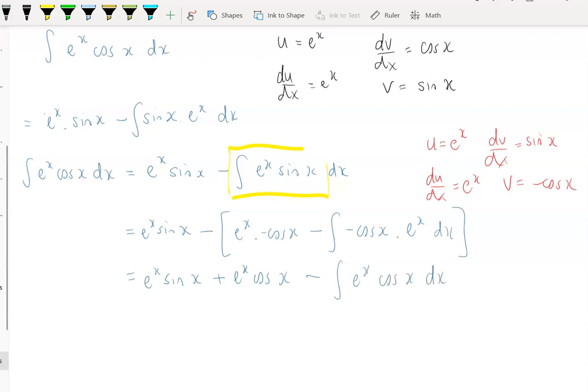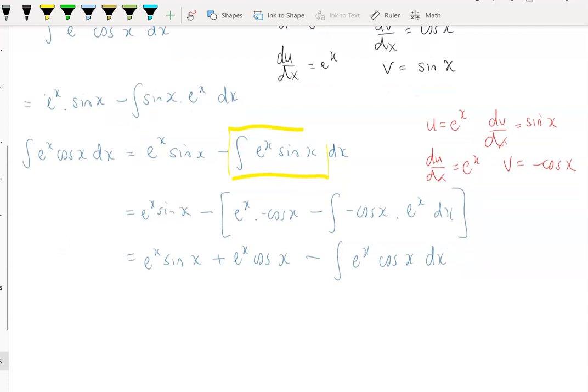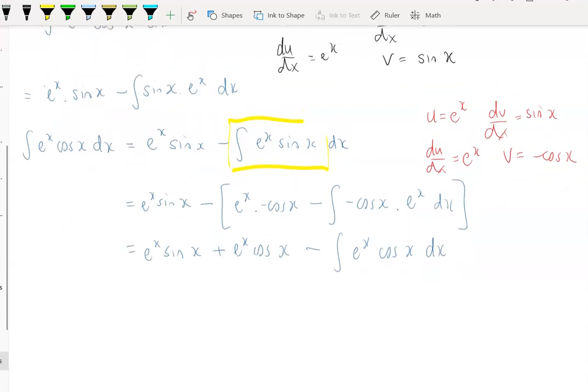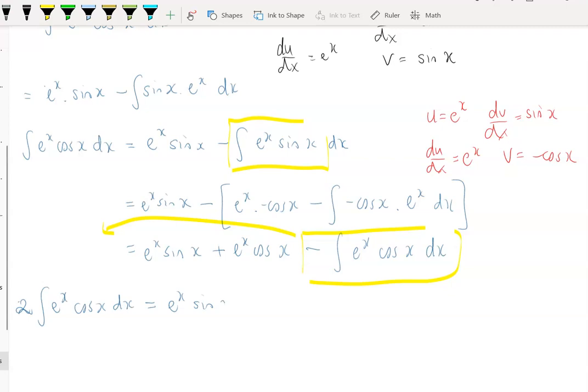So it looks like we're back to the start. What we actually have is a situation where we've got an e to the x cos x dx on the left-hand side, the equal sign, sorry. We've got an e to the x cos x dx on the right-hand side. So I'm going to move this term to the other side of the equation. So what I'll end up having is the integral of e to the x cos x dx plus the integral of e to the x cos x dx, which is in fact 2 times the integral of e to the x cos x dx equals e to the x sine x plus e to the x cos x.